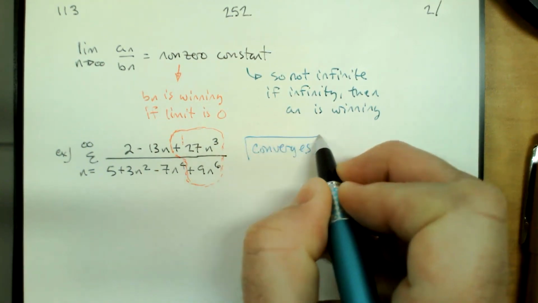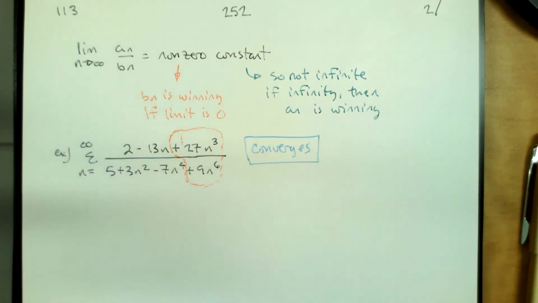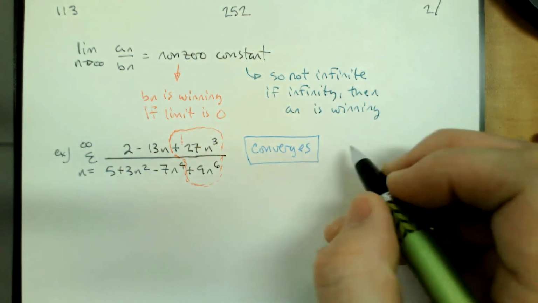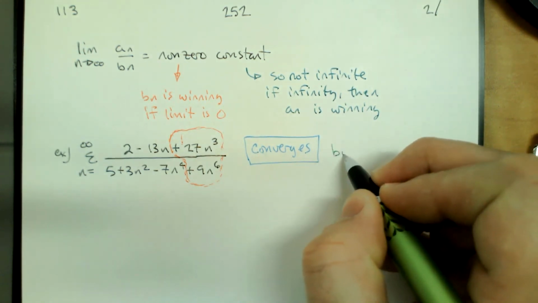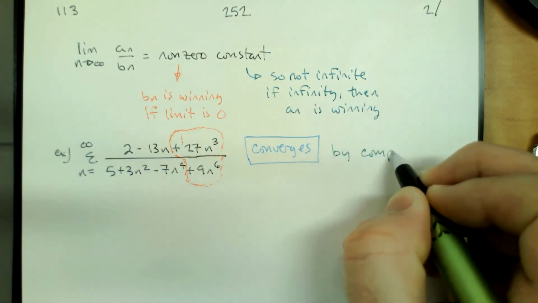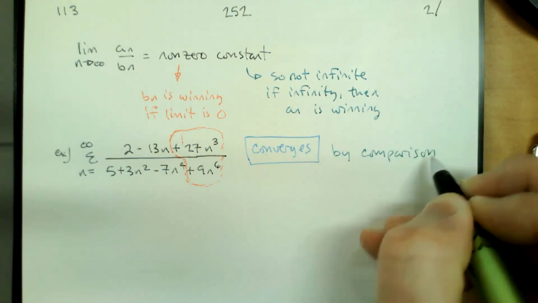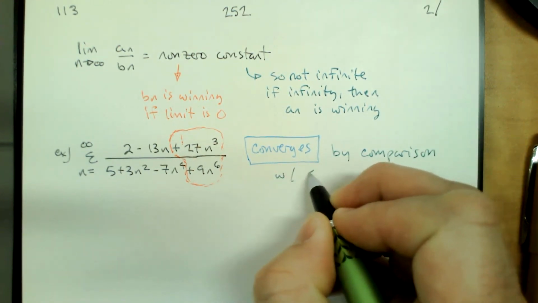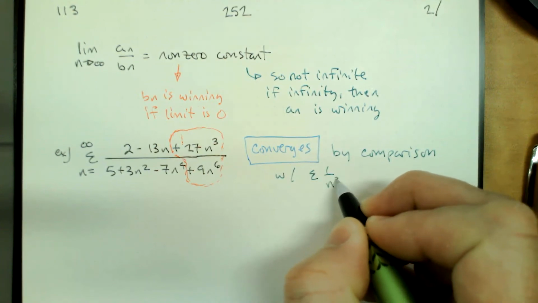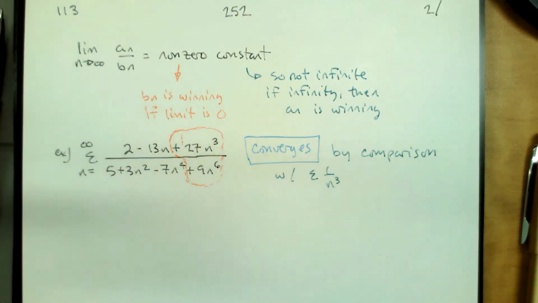And that's pretty much it. We're done. There's some finite amount this adds up to. First level of detail, this would be by comparison with the series 1 over n cubed. And because of the messy nature of the one that I wrote down, we'd probably use the limit comparison test.